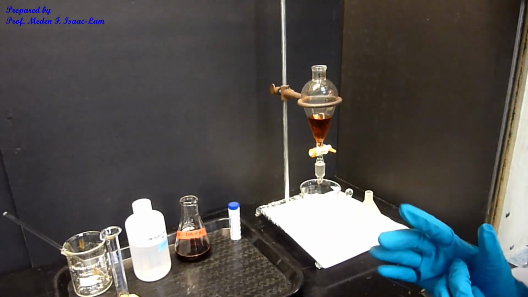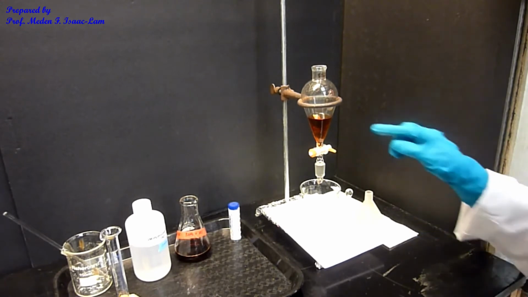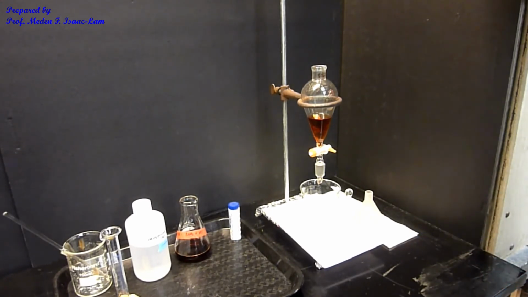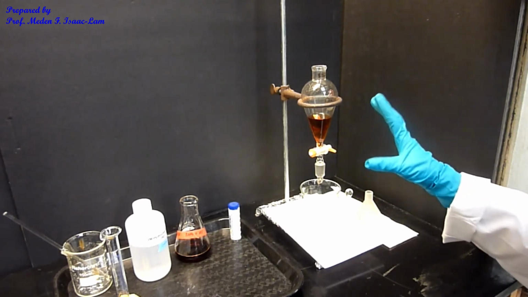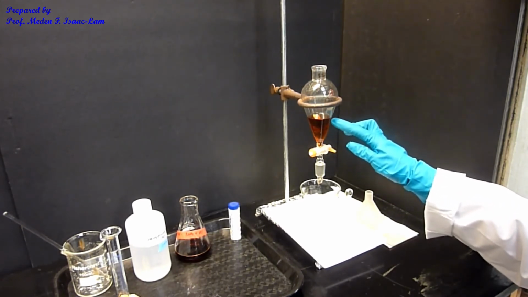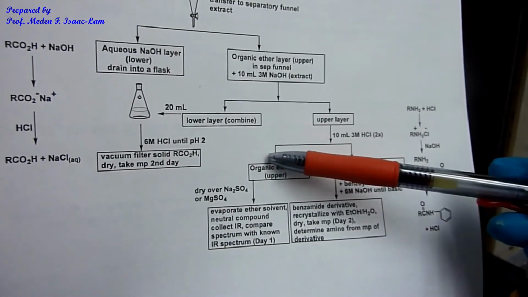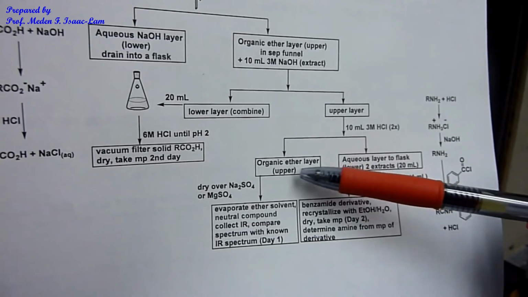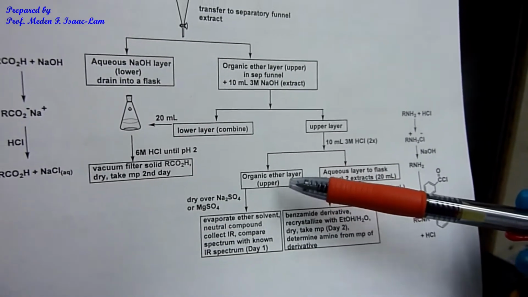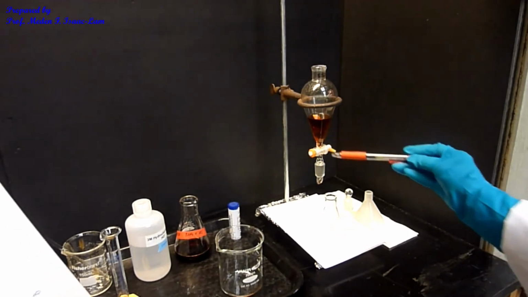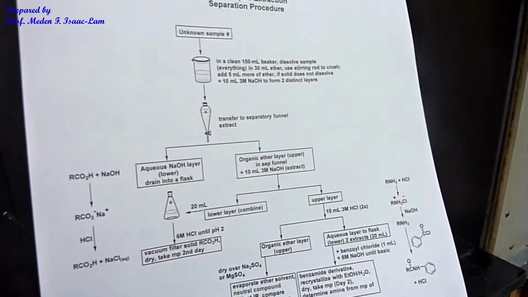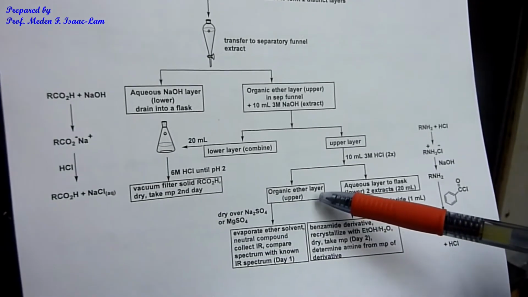So now we're going to deal with the neutral component. At this point, I have only the neutral and then the ether. So in the diagram, we're looking at this box in here, the organic ether layer, which is the upper layer in the sep funnel, containing my neutral compound.